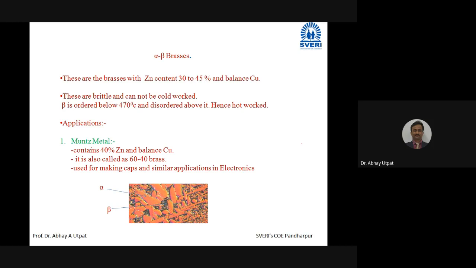Next, alpha beta brasses. When the quantity of zinc increases to more than 30%, it becomes a two-phase alloy, and it is called alpha beta brass. Actually, I told the cooling rate.